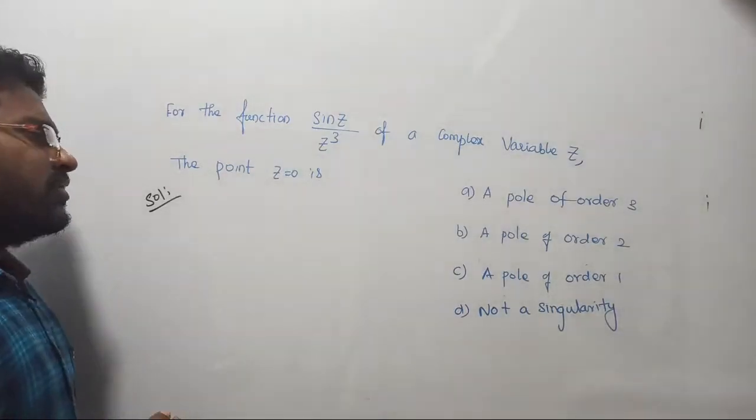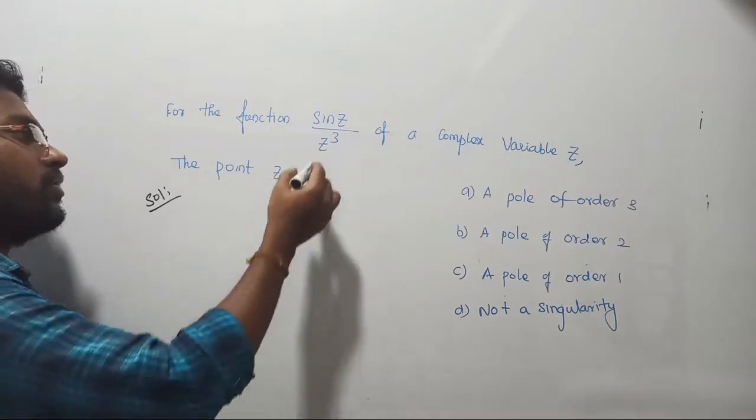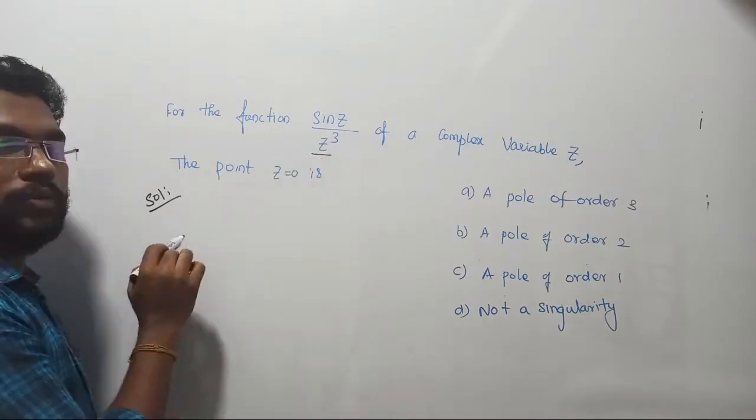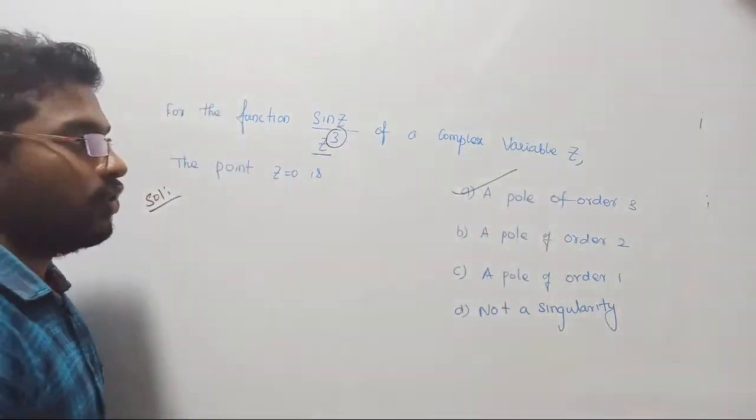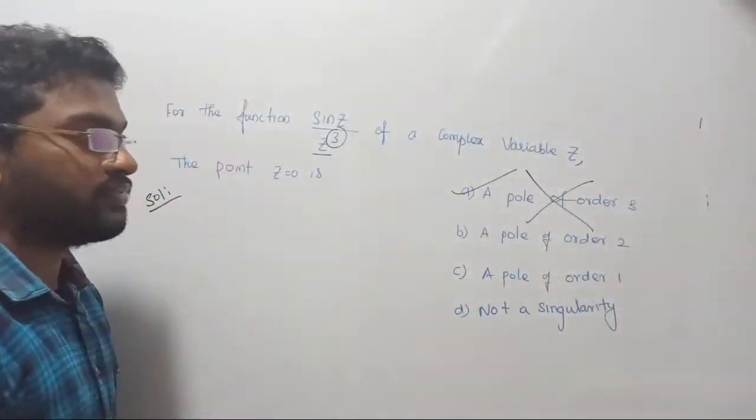Listen, the moment you see the question, what comes to everyone's mind is: sir, in the denominator we have a pole of order 3, so the correct answer is option A. Correct? No. Let me tell you, this is wrong. Why?